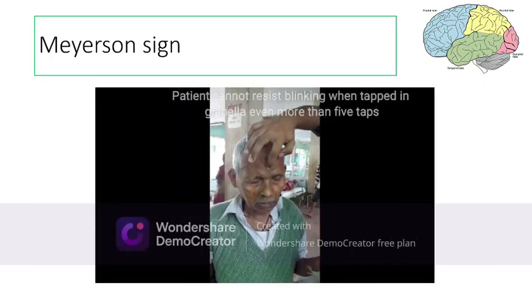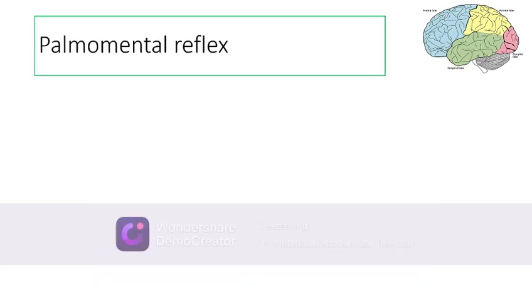Now talking about the Myerson sign. The patient is made to sit with his eyes closed, and the examiner taps on the forehead of the patient in between the two eyebrows. Upon tapping 5 or more times, the patient repeatedly blinks, which is termed as Myerson sign positive.